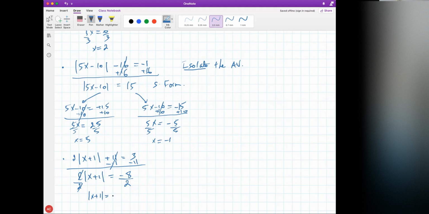Okay, so what do we do now? Negative 4. That's right. So there's no solution, because it's negative. That's right. So this is the standard form. As you can see, the absolute value by itself equals a negative.